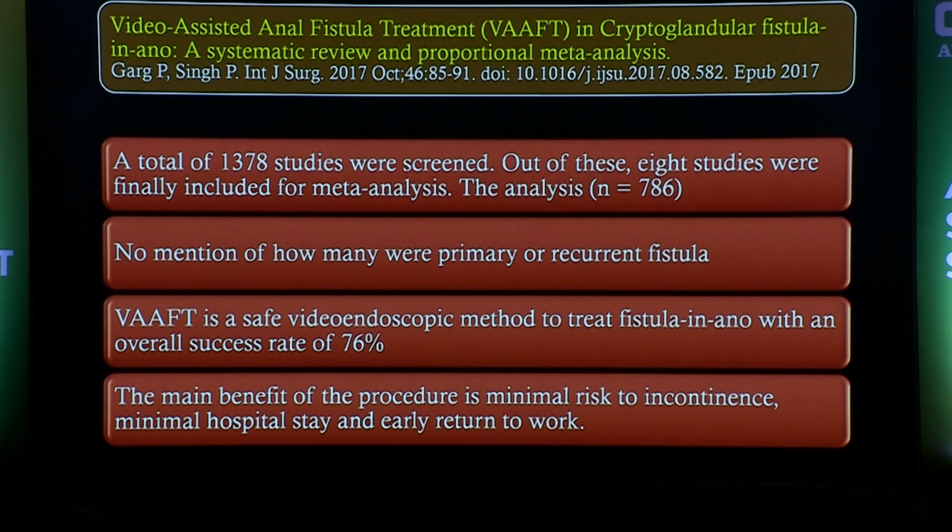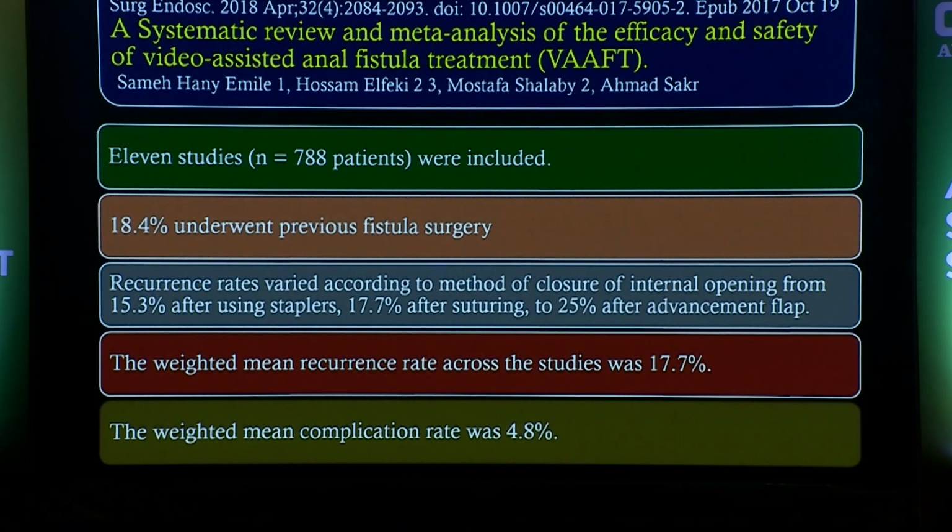76% initially, but now many people have actually stopped doing VAAFT, or are using VAAFT for a diagnostic purpose rather than a therapeutic purpose. Another systematic review showed a better success rate, and they said that the recurrence rate will depend on how you close the internal opening, using either stapler or suturing or advancement flap. That systematic review, which was published in 2018, showed a success rate of almost more than 80%.